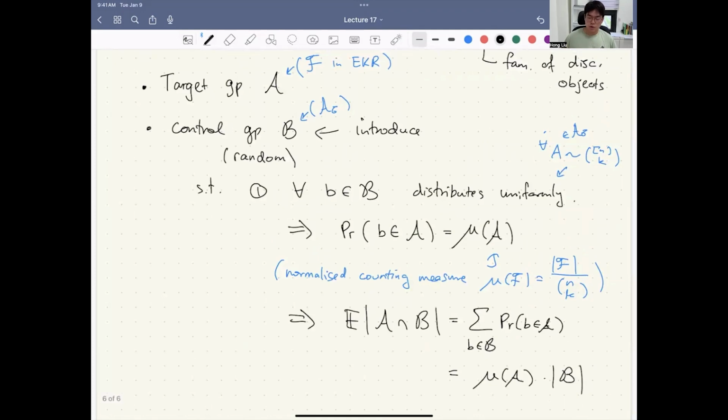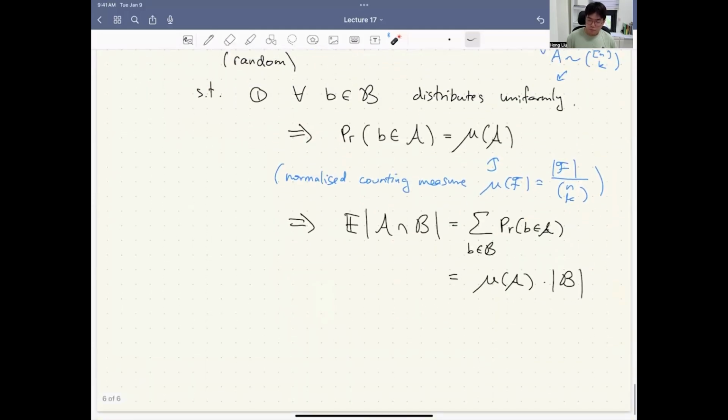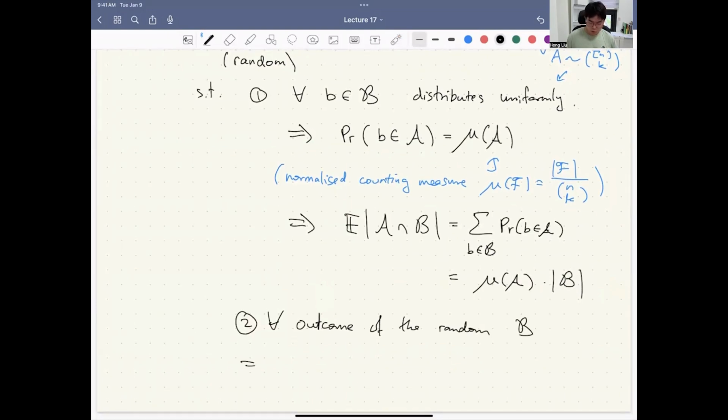This is probably not so hard. The harder bit is we also have to make sure that this random group, when it's chosen, does not intersect A too much. That's the second important property. For any outcome of the random B, we must have A intersect B is small. Here small means k in our setting.